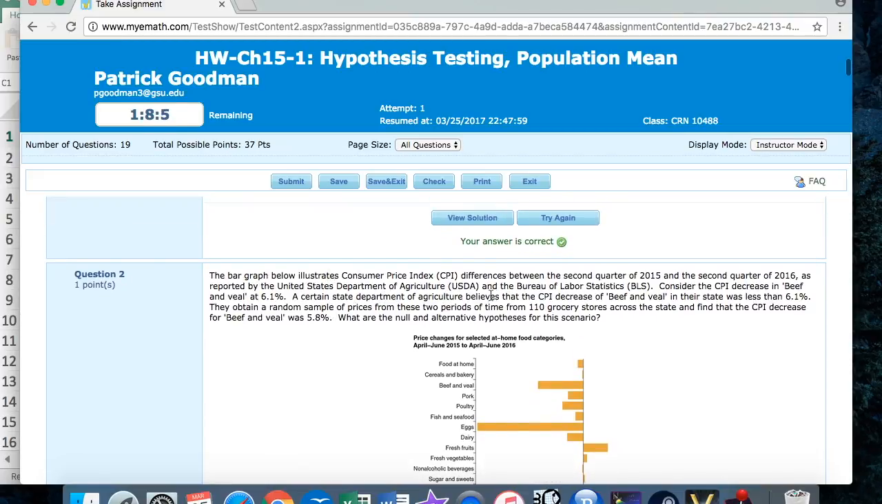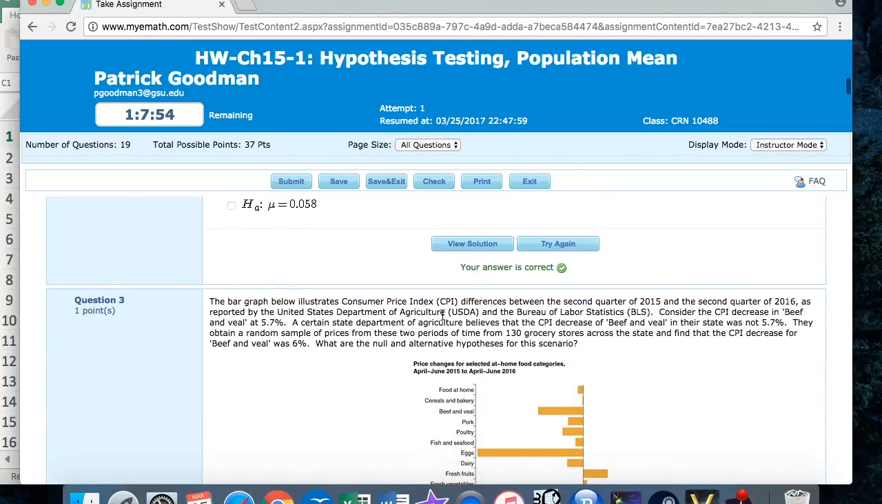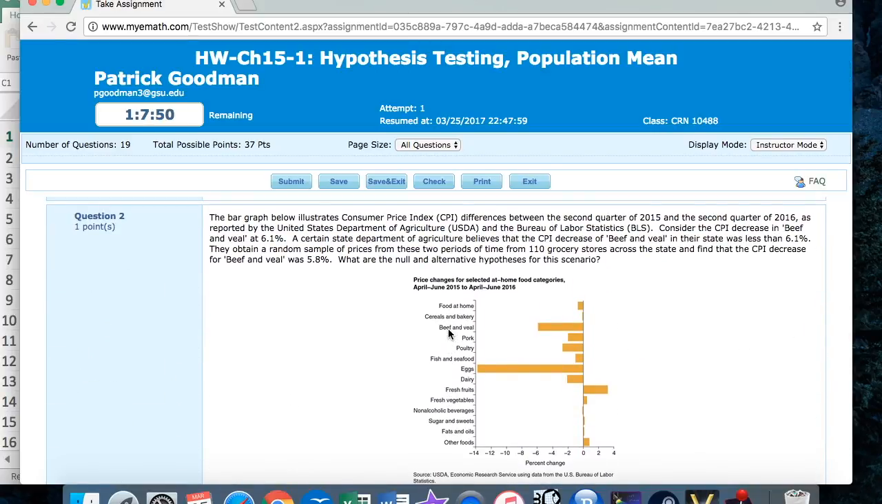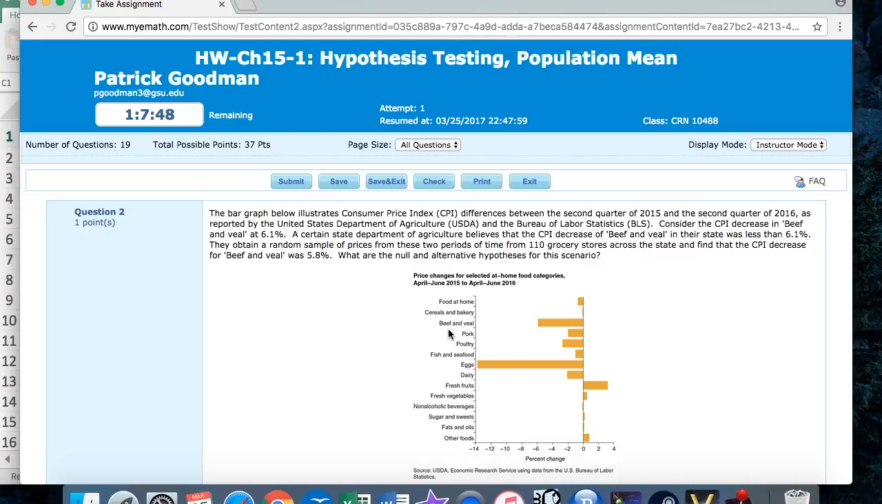They don't give us our alpha, and sometimes having alpha in a sentence can help you find it. But in this case, they aren't really giving us enough information for us to actually determine the end result. They don't even give us our alpha, or our significance value. So here we just have to read through it and figure out where your alternative hypothesis lies.